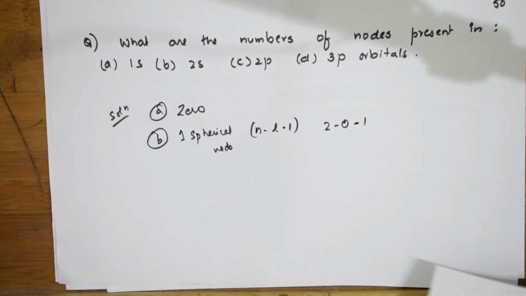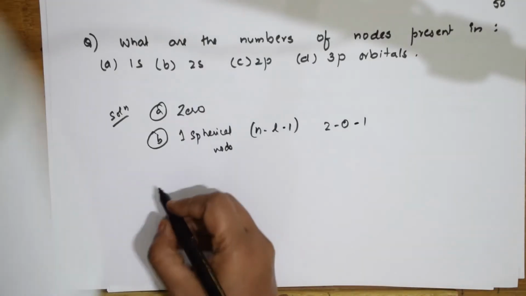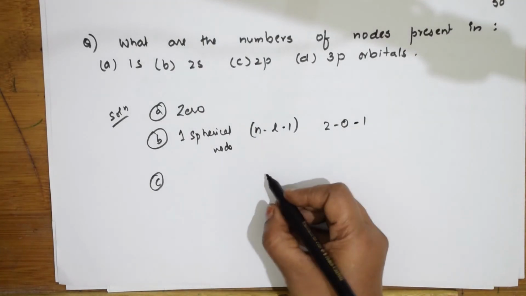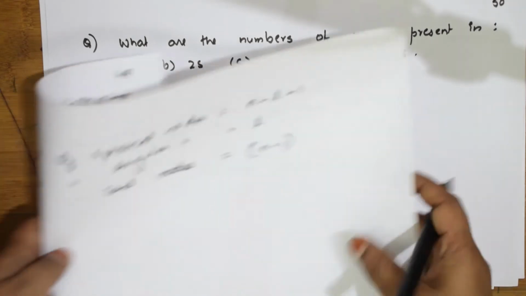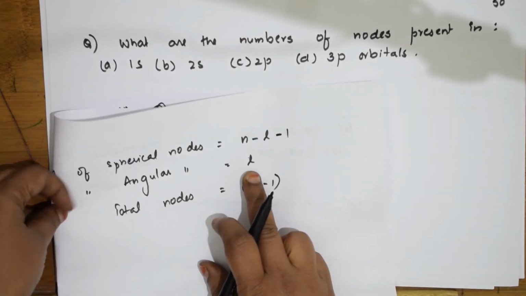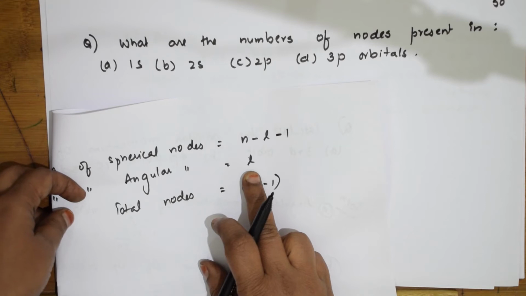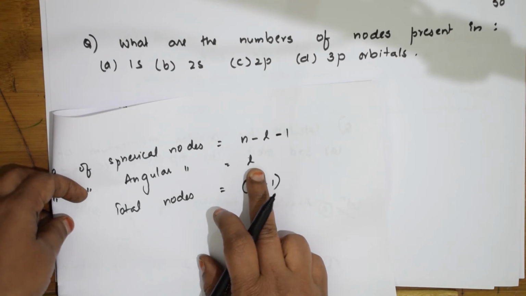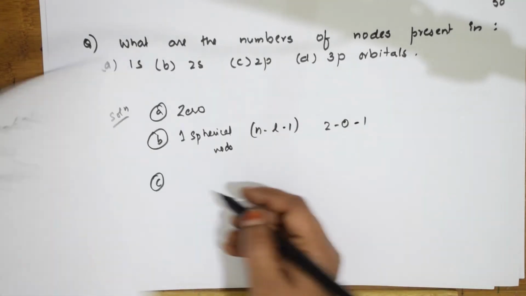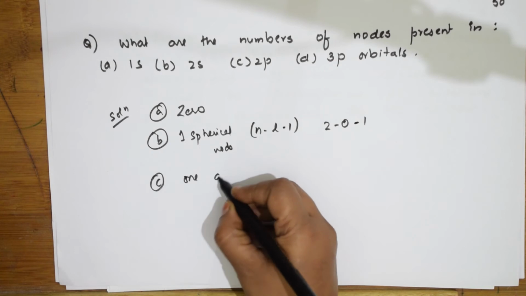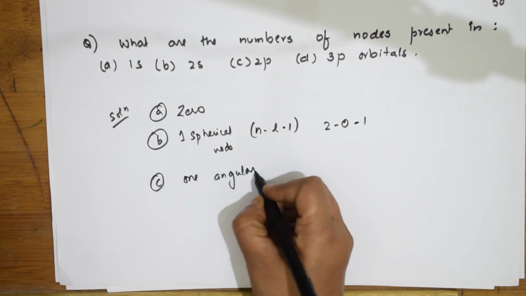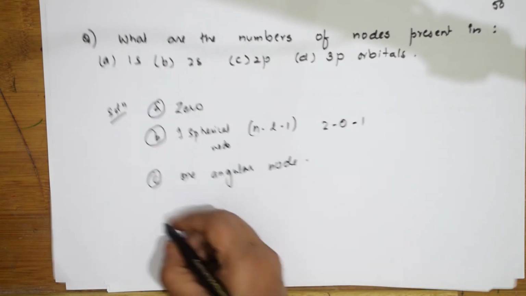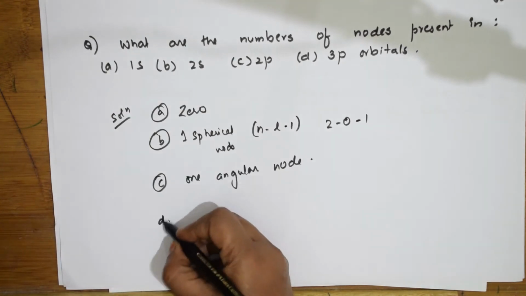Right, let us take one more. Here we have already done this one. I'm using the same. The third case, 2p. In the 2p case, here the l value. How many angular nodes do we have? In 2p, the number of angular nodes is how many? The l value of p is 1. So one angular node. And the last one is for 3p orbitals.